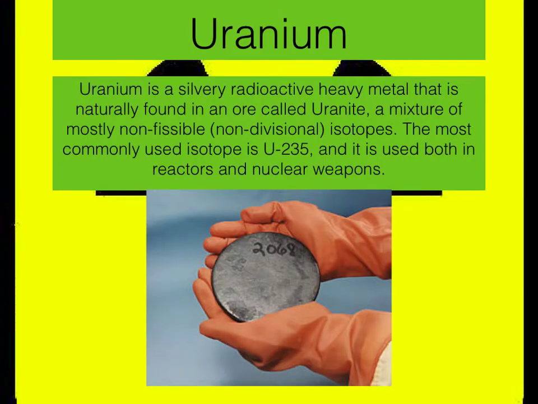Uranium is an important material in nuclear energy. Uranium is a silvery, radioactive heavy metal that is naturally found in an ore called uraninite, a mixture of mostly non-fissile, non-divisible isotopes. The most commonly used isotope is U-235, and it is used in both reactors and nuclear weapons.